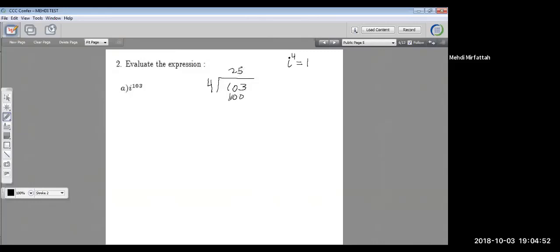So what's the remainder now? 3. So I can write i to the power of 103 is equal to i to the power of 4 to the power of 25 times i to the power of the remainder. See, 4 times 25 plus 3 is 103. So this portion would be equal to 1, because i to the power of 4 is equal to 1, and 1 to the power of anything is 1. So the whole thing must be equal to i cubed then.